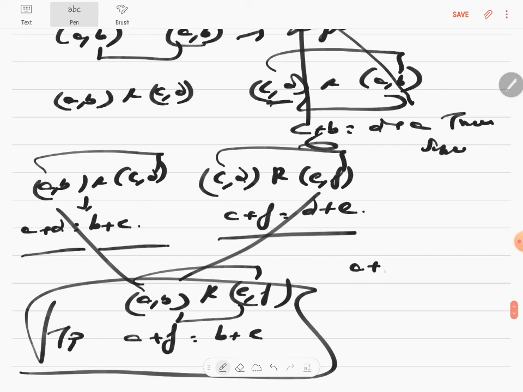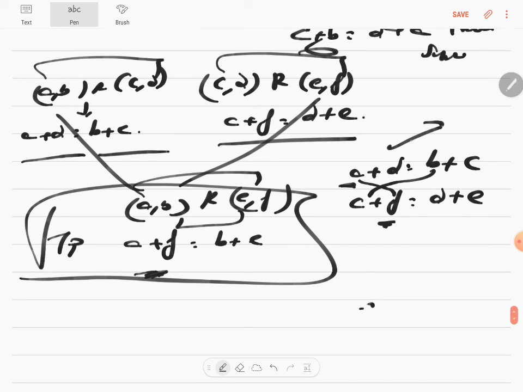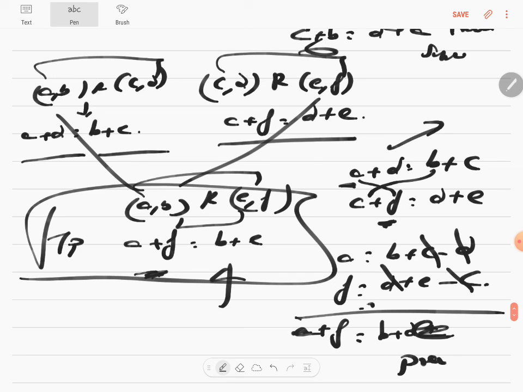So a plus d is equal to b plus c, and c plus f is equal to d plus e. Can you see? You want an a plus f. Let's find what a is from the first equation: a is b plus c minus d. What is f from the second equation? d plus e minus c. So a plus f is b plus c minus d plus d plus e minus c. The d and d get cancelled, c and c get cancelled. You have b plus e, which is what you need to prove. Proved. Very, very important question.